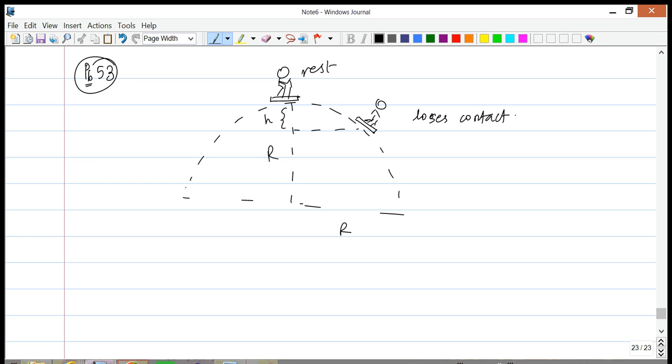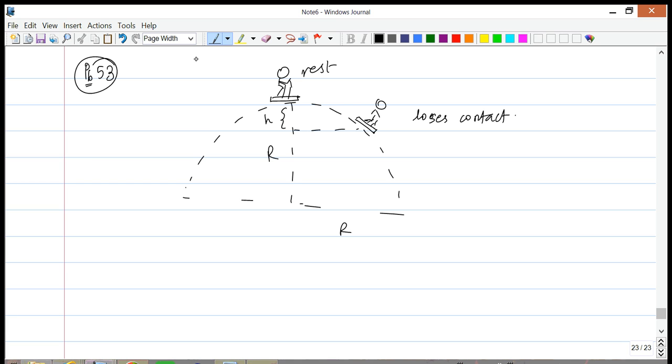at which it is losing contact from the hill. Okay, so the question is, at what height below the top of the hill will the skier lose contact? So we have to figure out what this height is. Okay, so the problem is a little involved. So let's see how to go about doing this.